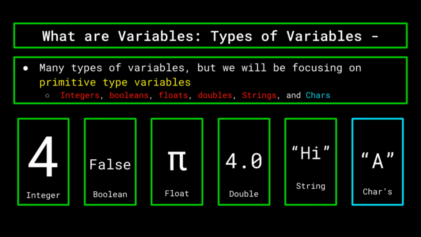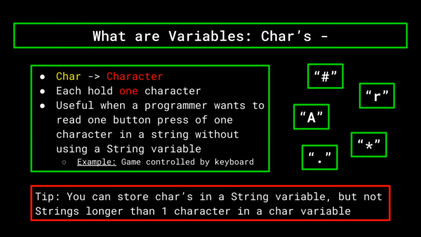Finally, we have char variables. Char stands for character, and just as the name suggests, they can each hold one character. This is useful when a programmer wants to read one button press or one character in a string without using a string variable. A specific example is making a game that is controlled by the keyboard. The program needs to recognize the character that is pressed and translate that into carrying out some function. Now, strings can also hold one character, but chars can't hold more than one character, so keep that in mind when defining variables.